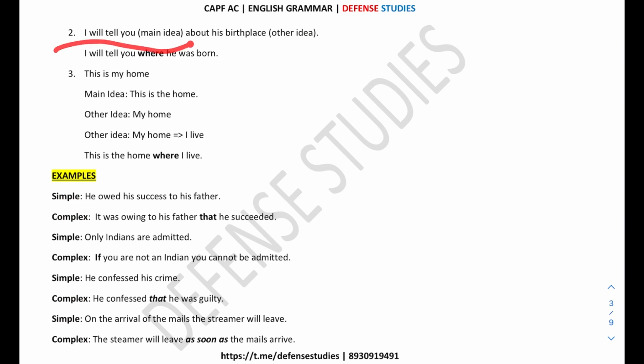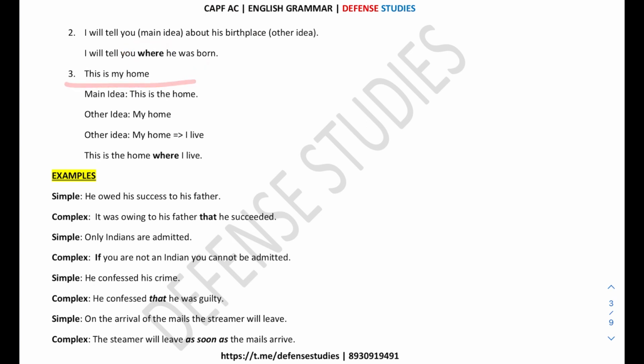Next is, I will tell you about his birthplace. I'll tell you is the main idea, about his birthplace is another idea, and it is a simple sentence because about is a preposition and his birthplace is the object of the preposition. So we need to convert his birthplace into a dependent clause, and we have converted it as: I'll tell you where he was born. So we have converted his birthplace into a different idea, and we have used the conjunction where here.